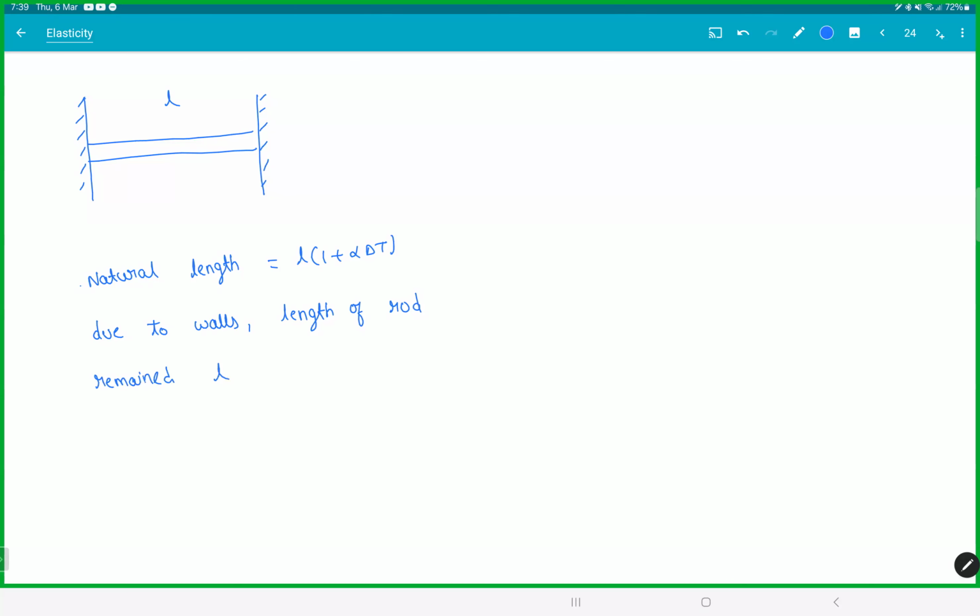What will the rod think? The rod feels it got compressed. You're getting it? Now the rod will feel, I'm supposed to be this much, but I'm only L. Got compressed by L alpha delta t.